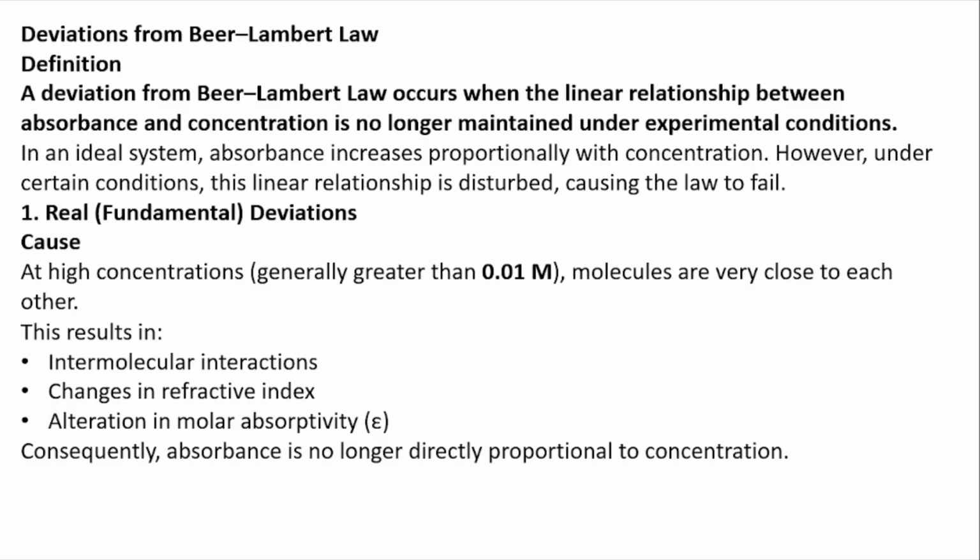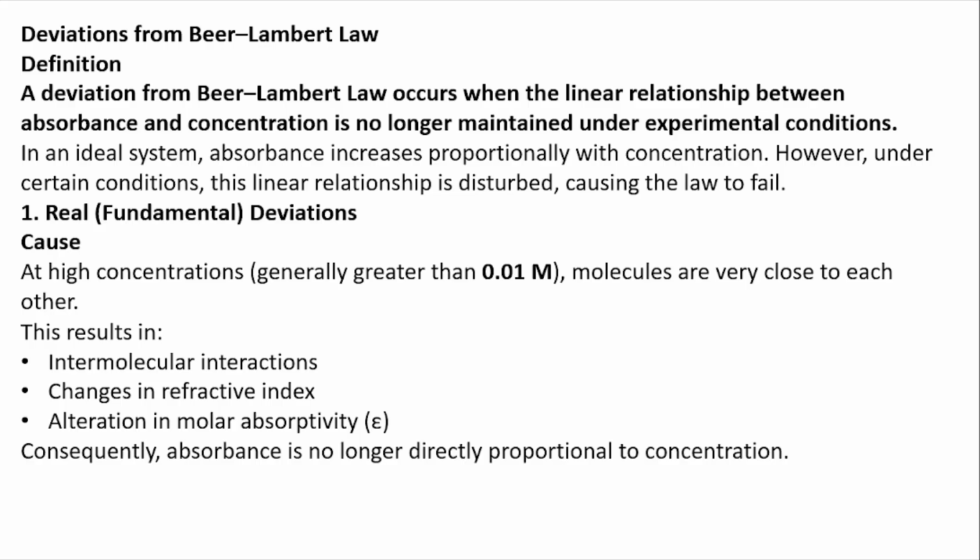Next, we have to learn about the different deviations and limitations of Beer's-Lambert's law. So, what is meant by a deviation? A deviation from Beer's-Lambert's law occurs when the linear relationship between absorbance and concentration is no longer maintained under experimental conditions. Ideally, Beer's-Lambert's law says that the absorbance should be directly proportional to concentration. But when there is a disturbance in this relationship, that condition is known as the deviation. There are three types of deviation: the real or fundamental deviations, chemical deviations, and the instrumental deviations.